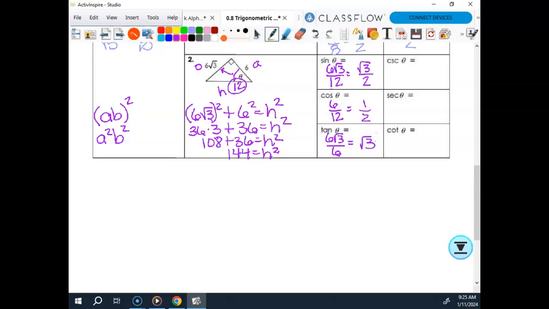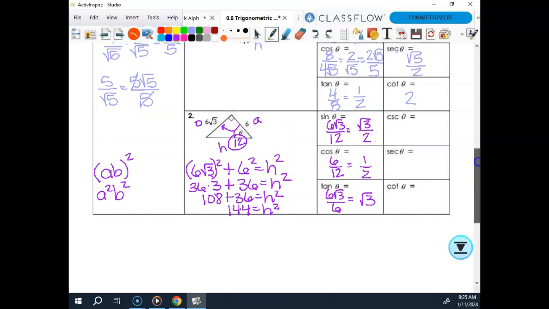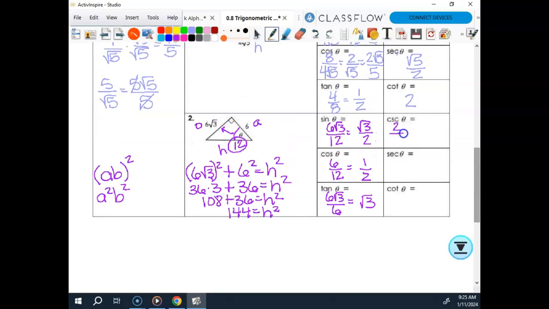See if you can get your reciprocals. Actually, I know you can get your reciprocals. Do the reciprocals. But don't look at mine until you're done. Or I think you're done.